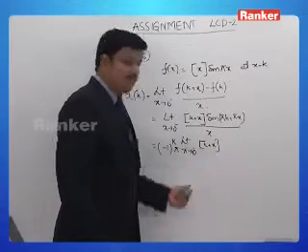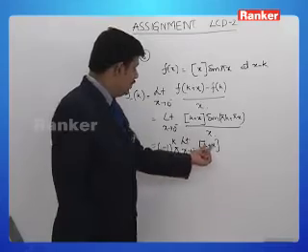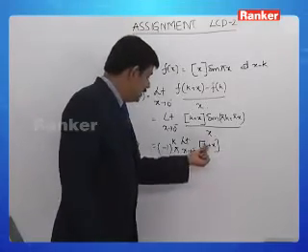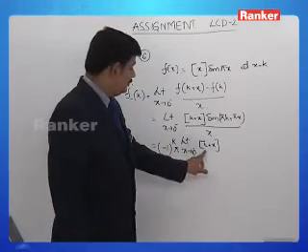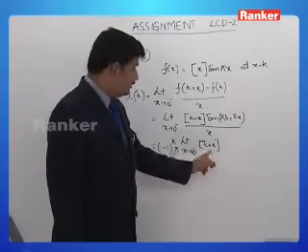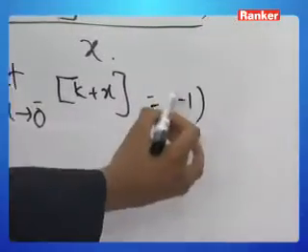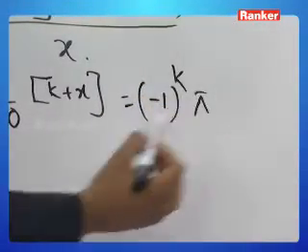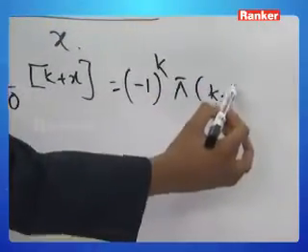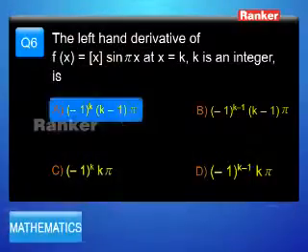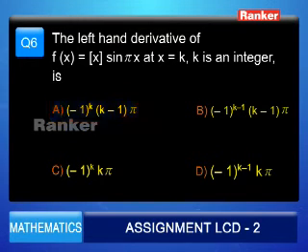Now x is slightly smaller than 0, x is tending to 0 minus. So k plus x will be smaller than k. To k we are adding a small negative number that makes it smaller than k. So integral part of a number which is slightly smaller than k would be k minus 1. So the answer for us would be minus 1 power k into pi into integral part of this as x tends to 0 minus, which is k minus 1. So the answer is minus 1 power k into k minus 1 into pi, which is option A.